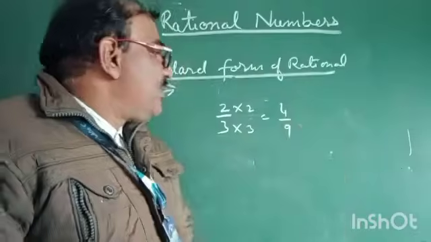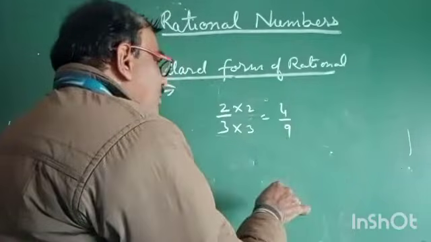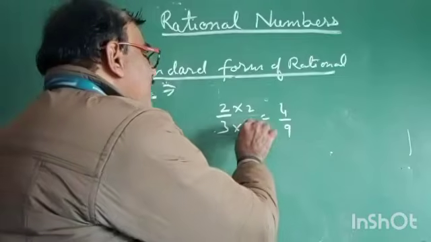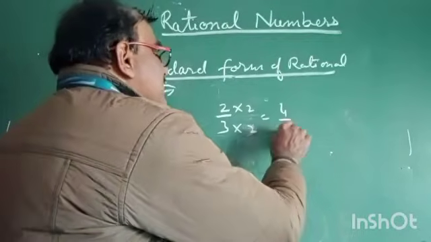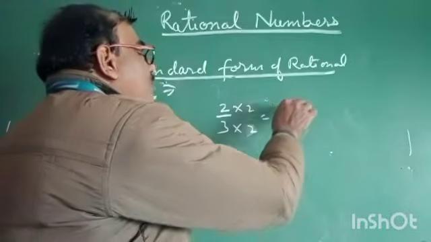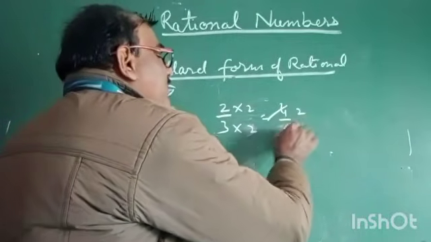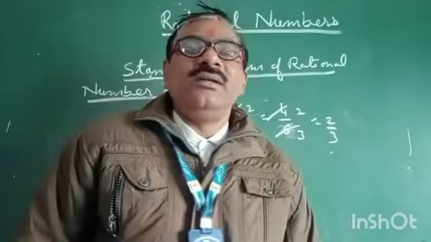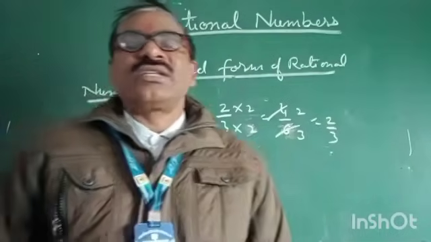Because if you divide 4 and 6 by 2, 2 into 4 and 2 into 6, we will get 2 by 3. So 4 by 6 is equal to 2 by 3. So I hope that this is clear to you.